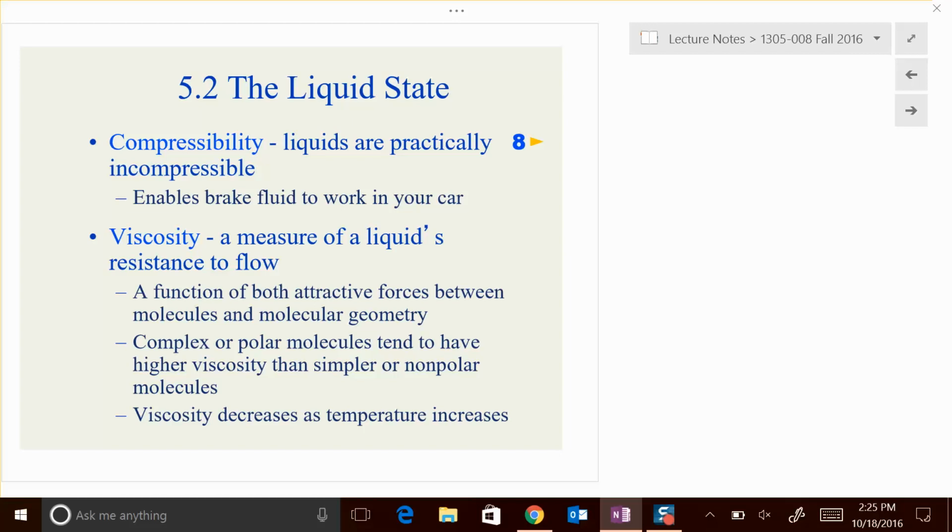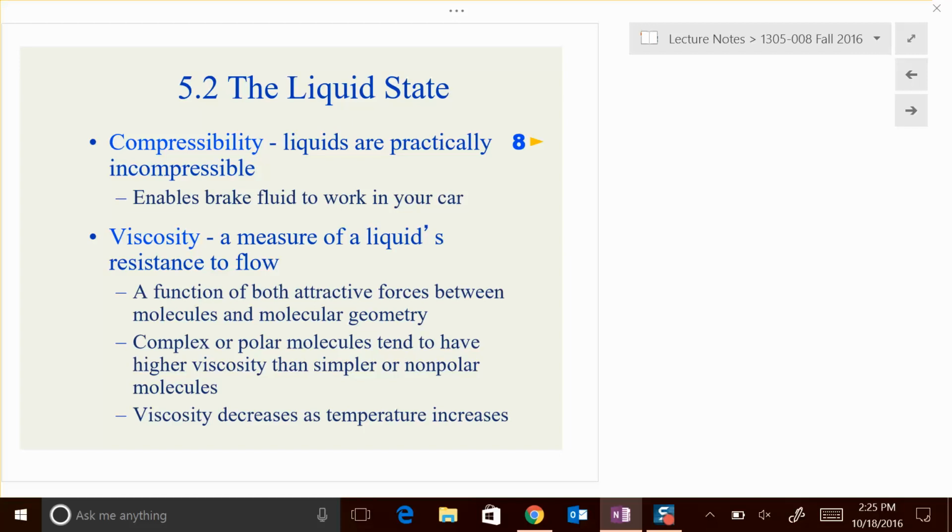Viscosity. Viscosity measures a liquid's resistance to flow. So syrup. Syrup is very viscous. It doesn't flow very easily. Okay? But if you heat it up, what happens to it? Now it's starting to flow, right? It's starting to move faster. So as you increase the temperature, it will lower that resistance, the viscosity.